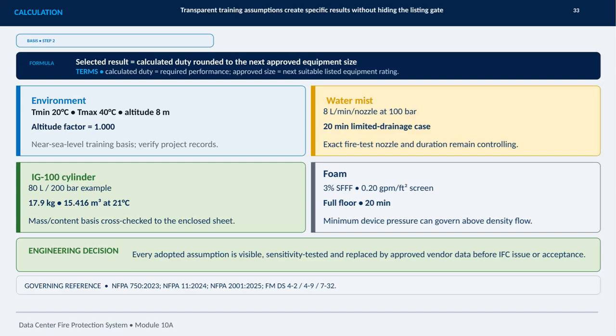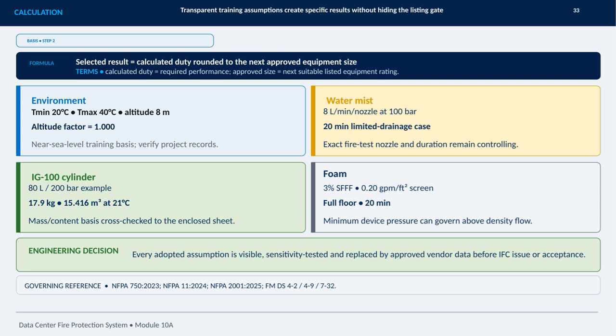This slide establishes the calculation basis for the three protection system examples. The central rule is simple. The selected result is the calculated duty, rounded up to the next approved equipment size. That means we show the engineering calculation clearly, while preserving the listing gate. The assumptions are not hidden. They are visible, testable, and intended to be replaced with approved vendor data before IFC issue or acceptance.